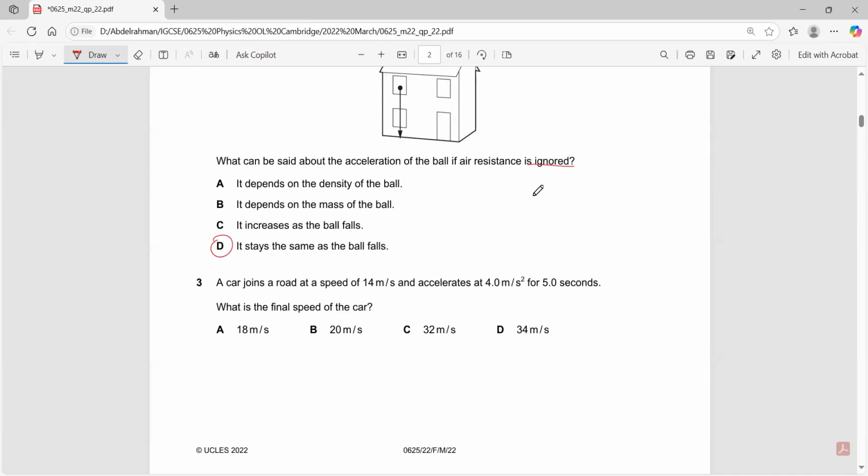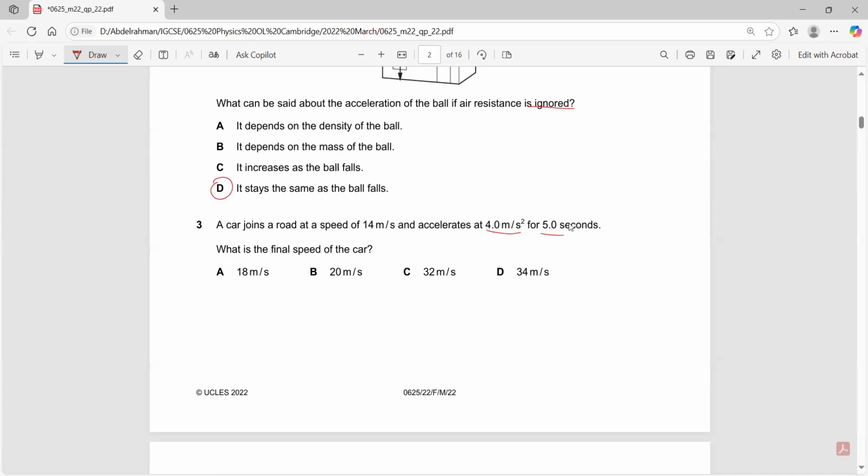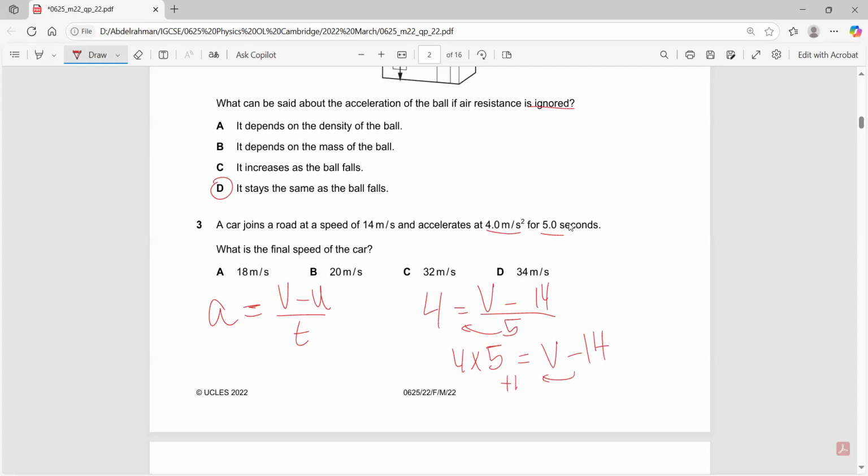A car joins a road at a speed of 14 meters per second and accelerates at 4 meters per second squared for 5 seconds. What is the final speed? Acceleration equals v minus u over t, to find v. Okay, what do I have? I have all of the values, so 4 equals v minus the initial velocity, which is 14, divided by the time, which is 5 seconds. To find v, I'll say 4 times 5 is equal to v minus 14, and then you just add 14. So 4 times 5 is 20, plus 14. This is 34 meters per second.